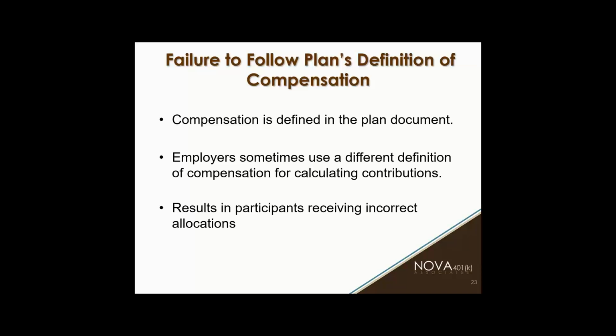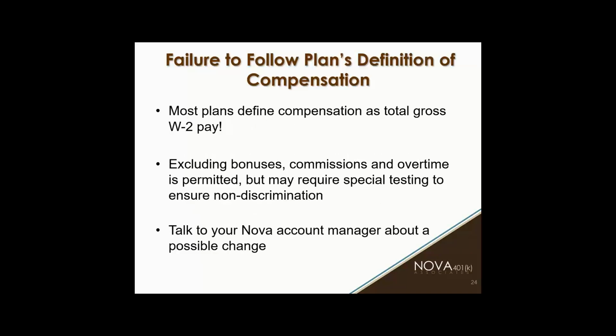So in this plan document, there is a definition of compensation. And what we find is sometimes employers in their payroll systems are using a different definition for applying both the employee contributions and any employer contribution calculations that you might have, whether it's a match, usually it's a match or profit sharing, right? And this can result in participants getting the wrong allocations. Now, just so you know, our plans at NOVA generally define your plan compensation as total gross pay. Excluding bonuses, commissions, overtime, it's okay, but that has to be written into your plan. It may be, I should say, it may be okay. It depends on the amounts involved. And then your document also has to say that those types of things are excluded.